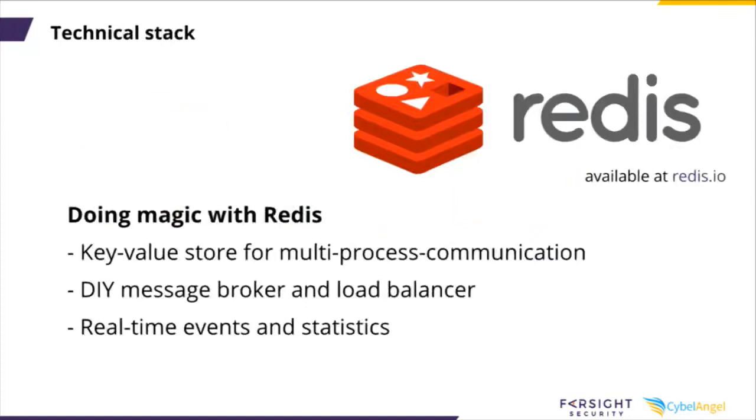First, a quick word about our software architecture. I wanted to mention that we did everything with just this awesome piece of open source software, which is Redis. Originally it was just a key value store, but you can do much more than that. Instead of going with a heavy Hadoop stack, we just used Redis and did everything with it: multiprocess communication as a custom-made message broker, load balancing, and monitoring events and statistics in real time. So it's pretty much a magical Swiss Army knife.